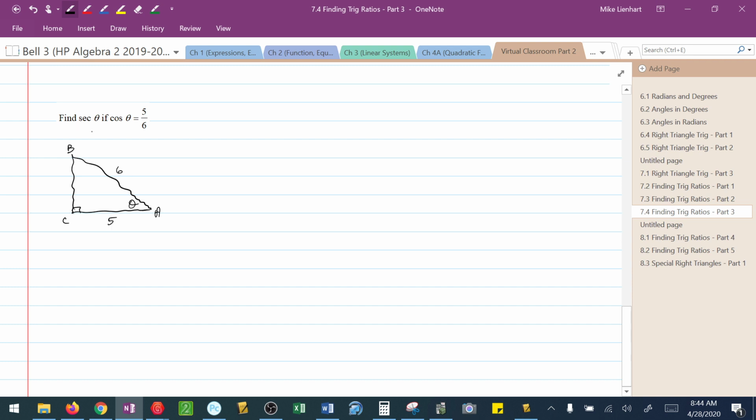They want me to find the secant of theta. Well, secant is the reciprocal of cosine. Cosine was adjacent over hypotenuse, so secant is hypotenuse over adjacent. I've got everything. I'm ready to go. The secant of theta is equal to 6 over 5, and that's it.